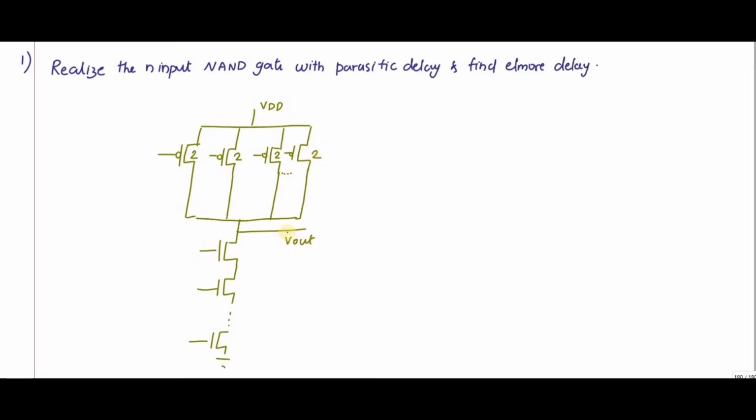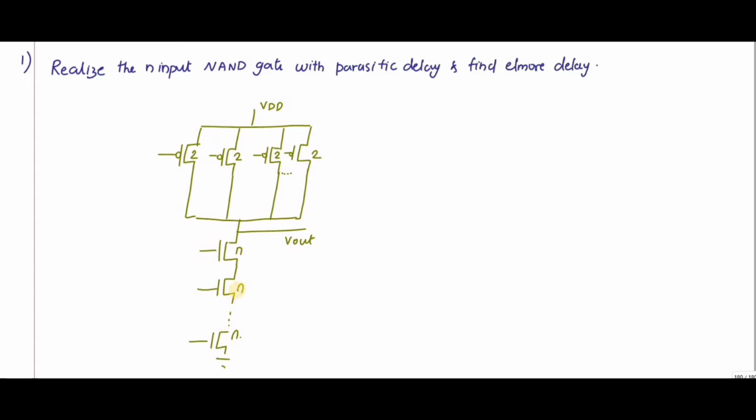Next, if I have only one NMOS, the value is 1. If I connect 2 NMOS, the value becomes 2, this is also 2, this is also 2. If I connect 3 NMOS, this is 3. So if I connect n NMOS, this value is n.